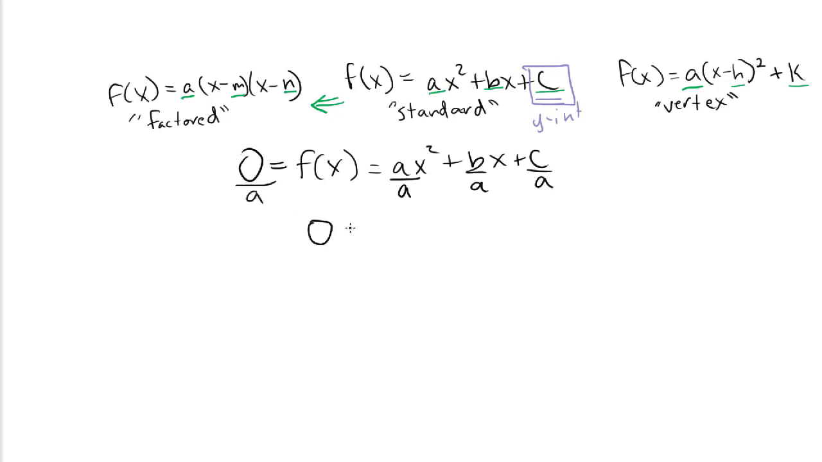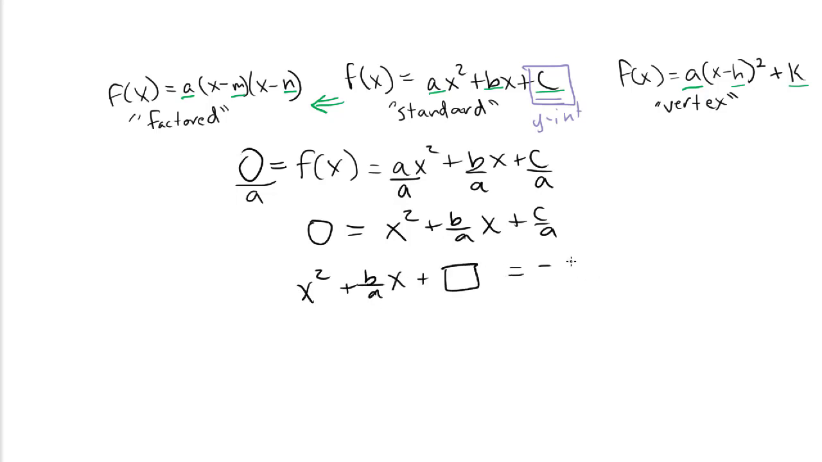And that leaves me 0 equals x squared plus b over a x plus c over a. I'm going to complete the square, but I'm going to take my c over a to the other side. I'm going to switch this around too. I'm going to make it x squared plus b over a x plus some missing amount will equal minus c over a, the constant term on the other side now.